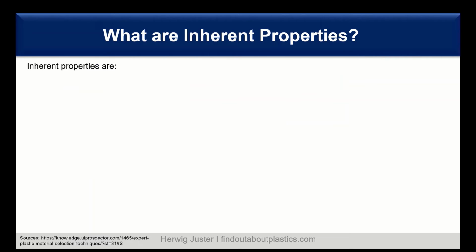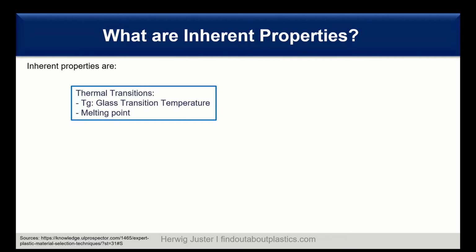Then on the other hand, we have the inherent material properties. So inherent material properties are all thermal transitions. So glass transition temperature, crystallization temperatures, the melting points, they are really characteristic to the material itself. And this is not changed by the design of the part. It is always there. The same as with the chemical resistance.